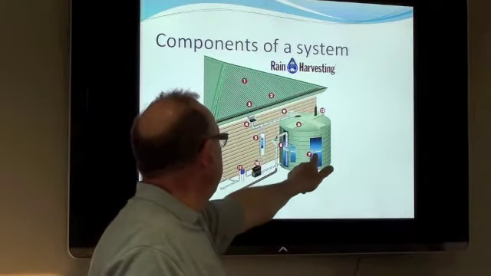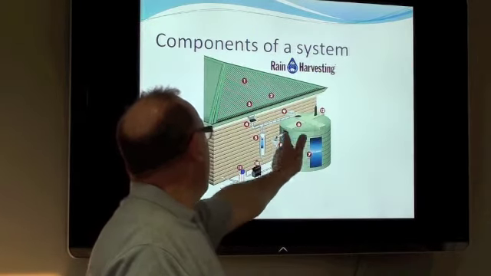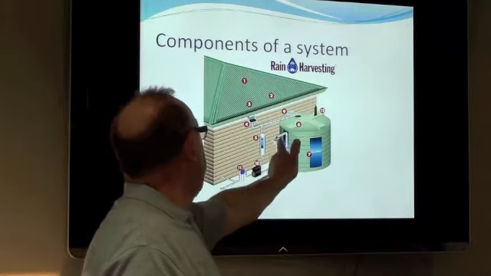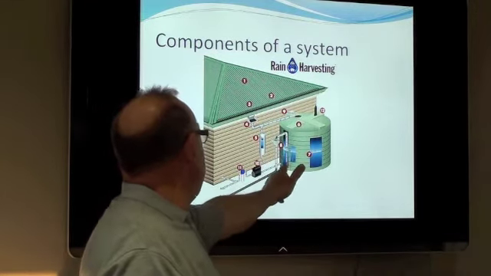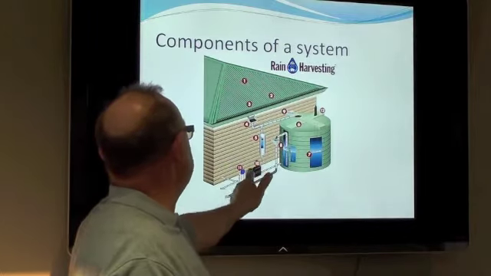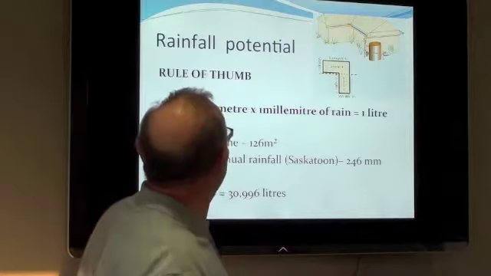Your tank itself, your sensor, your vent, your overflow here with the backflow prevention. You have your outlet here with your pump and your post filter. I'll get into detail a little more as we go on.